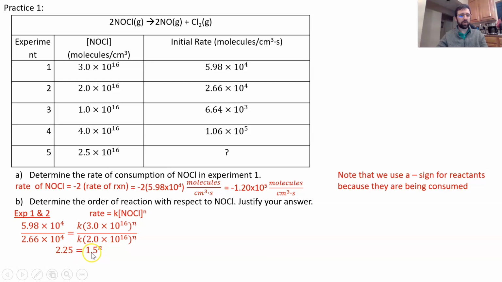Well, what power could I raise 1.5 to get 2.25? Hopefully you can recognize that if I squared it, if I raised it to the second power, I would get 2.25. So this is second order for NOCl. Should have written NOCl right there.